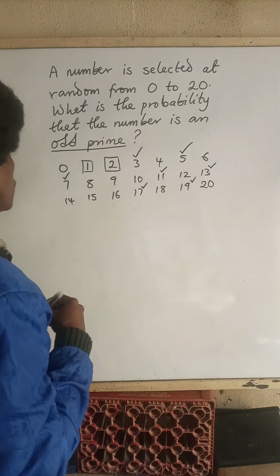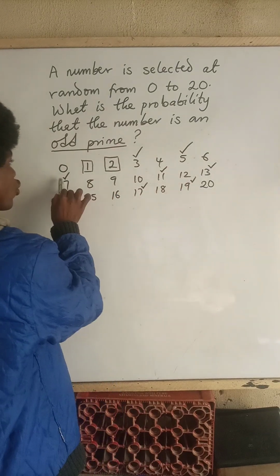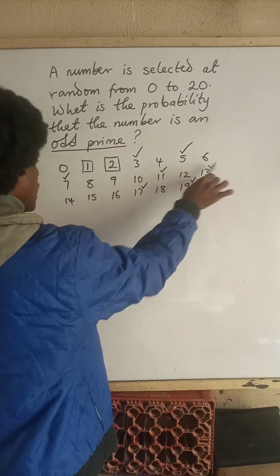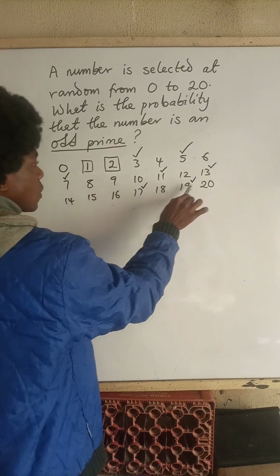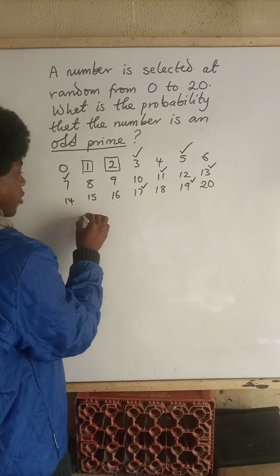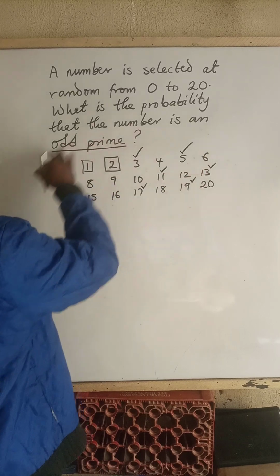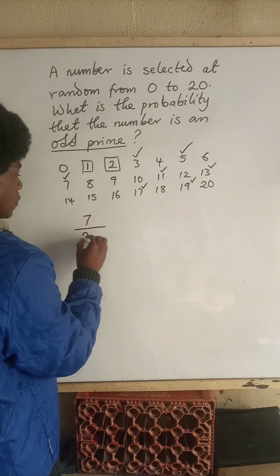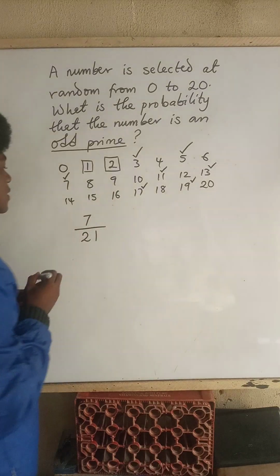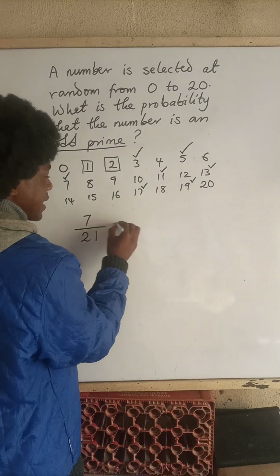So let's count the number of odd primes that we have. 1, 2, 3, 4, 5, 6, and what? 7. So the probability of picking odd prime is what? 7 over the total number, which is 21. So what we have here as the answer is what? 7 over 21. But we can reduce it to the lowest then.